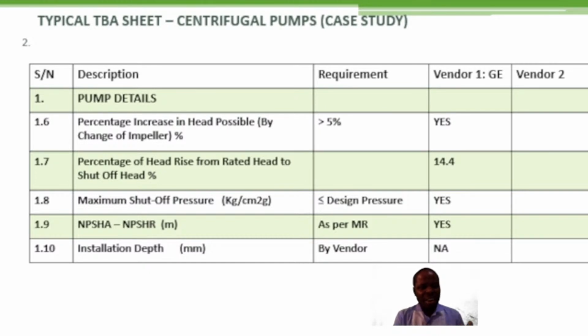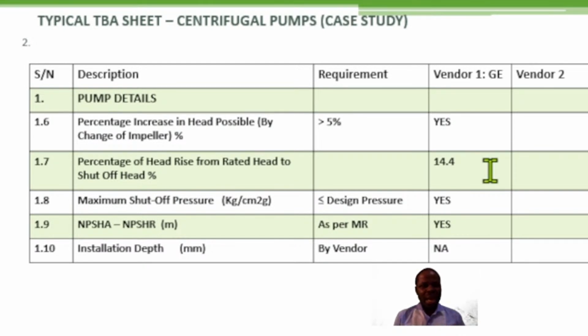Like you see, percentage of head rise from rated head to shut-off head. What is the percentage according to the vendor? As stated in API 610, for parallel operation, if you specify parallel operation, the head rise from rated point to shut-off head shall be at least 10%. Now, is this particular vendor meeting this condition? If it is meeting this condition, you write the percentage value under the section of the respective vendor, because you are going to look at some of these conditions to determine the technical acceptability of its bids.